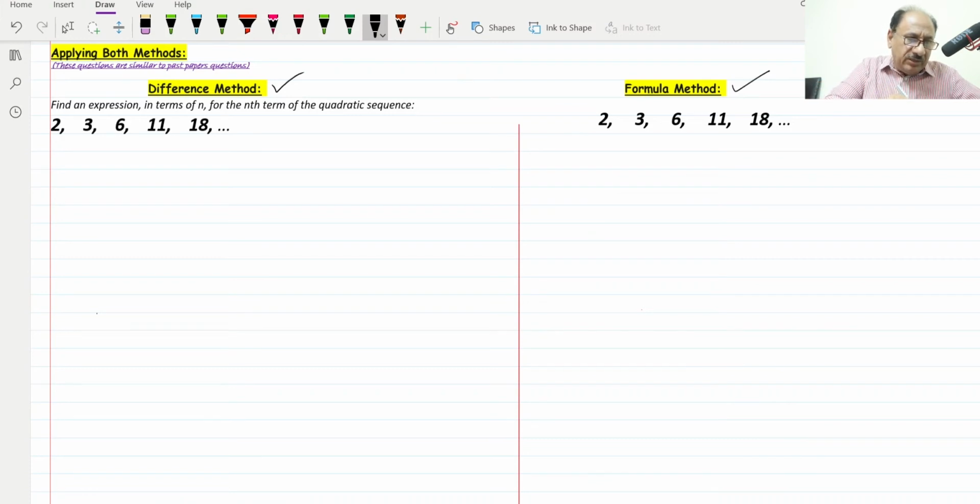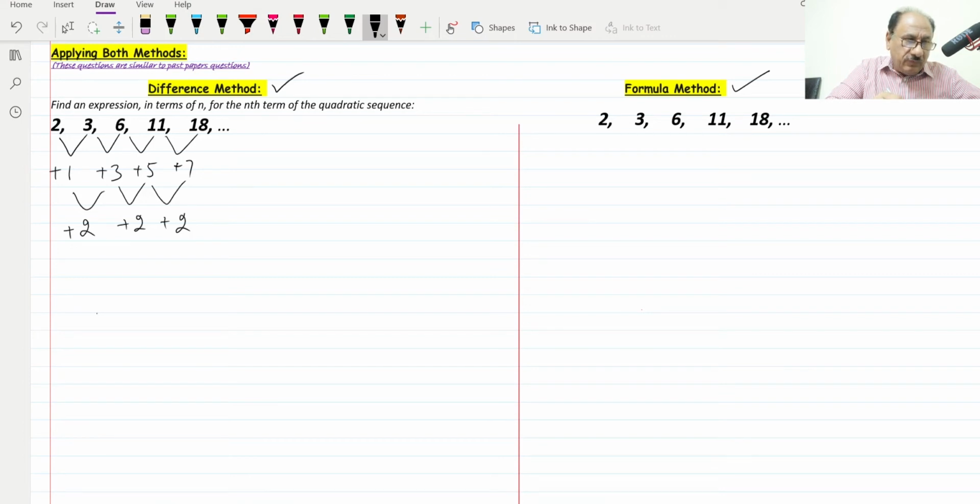Now this will be by the difference method. First I will solve by the difference method. We will take the differences between the terms of the given sequence, and this is plus 1, then plus 3, then plus 5, and then plus 7 basically. Now the second order difference will be plus 2, plus 2 and plus 2. So first of all, we confirm that this is a quadratic sequence, so we'll be dealing with it as a quadratic sequence.